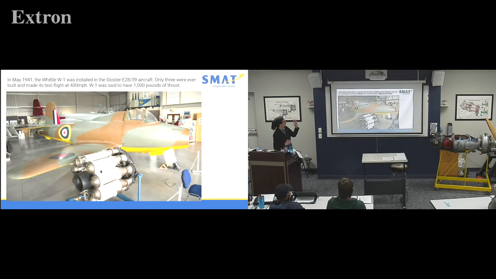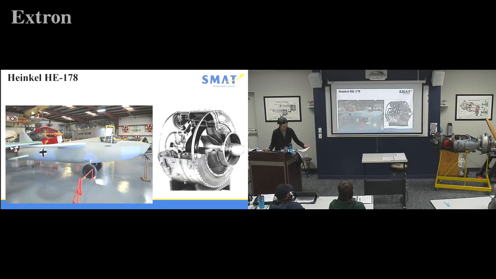In that day and age, they said it had about 1,000 pounds of thrust. Now, fortunately, depending where you're from, Heinkel made the Heinkel HE-178, and he was a German individual, and his country gave him much support and many dollars. And so it was the first purely jet-propelled flight in history. The Germans won.